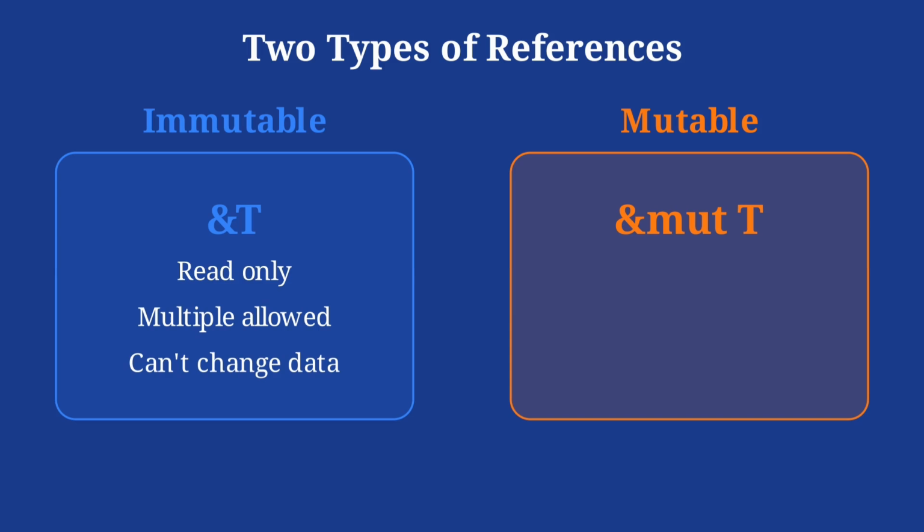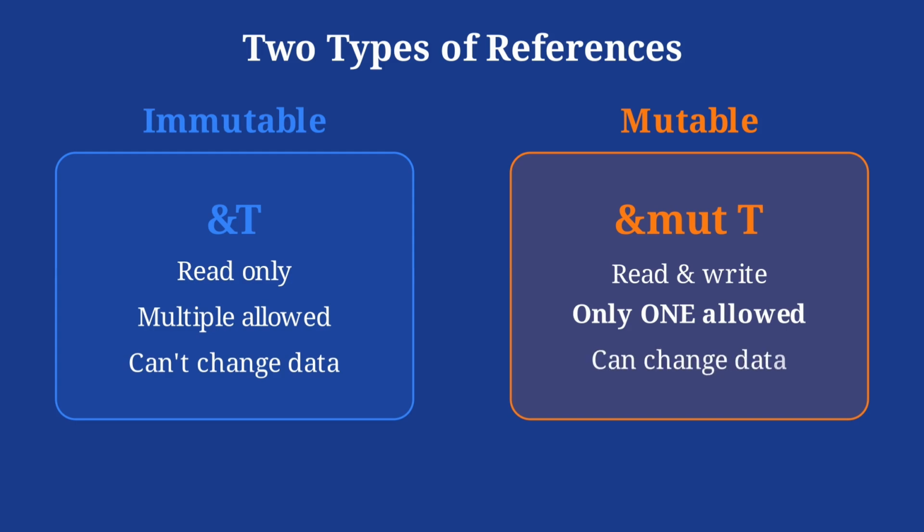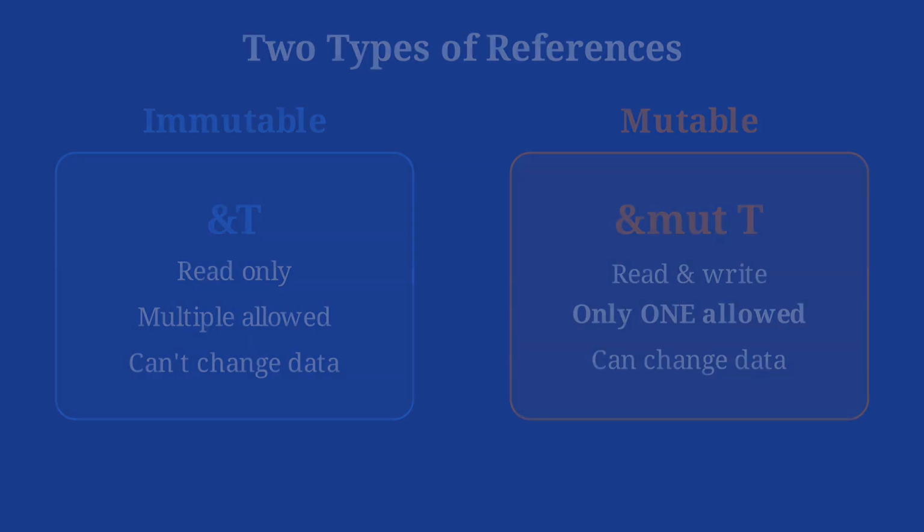Then we have mutable references. The syntax is ampersand mut. These references can both read and write. They can change the data. But here's the catch. You can only have one mutable reference at a time. Just one. No others allowed.